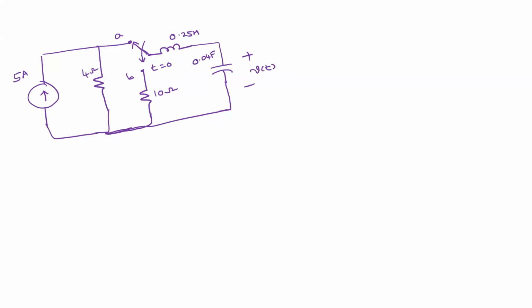So initially the switch is at position A for a long period, and it is moved to position B at t equal to 0. So for this particular circuit, find out the response for t greater than or equal to 0, the capacitor voltage for t greater than 0.